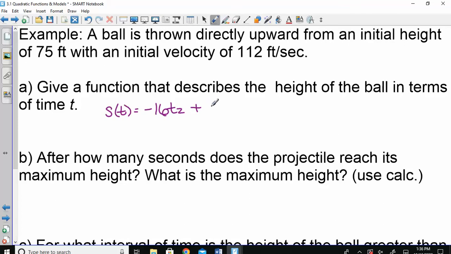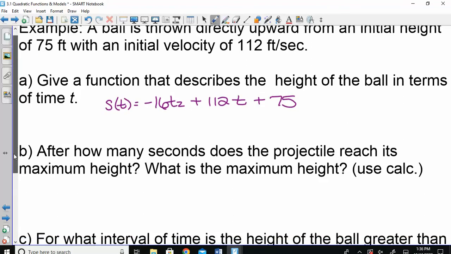Initial velocity, or velocity at time 0, which in this case was 112t plus h sub 0, which is your initial height, which was 75. If you start on the ground, what would your initial height be? 0. Okay. So then, that's our equation.